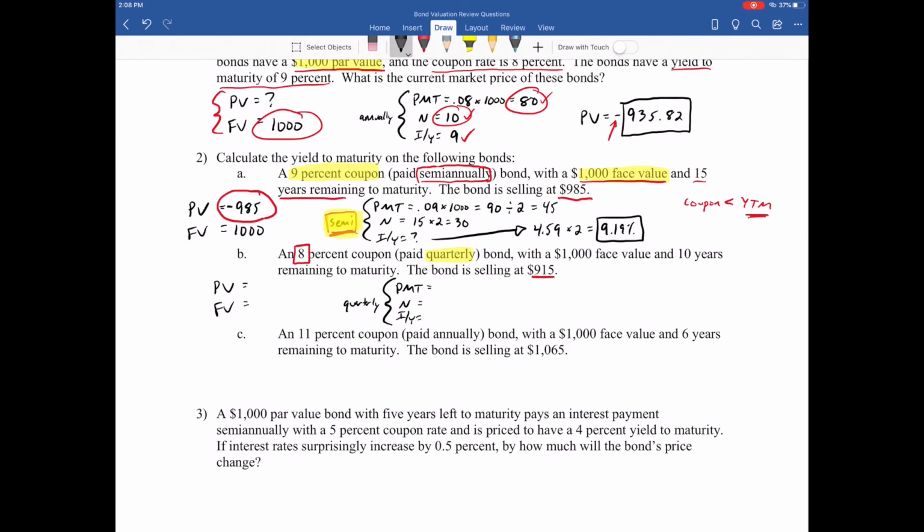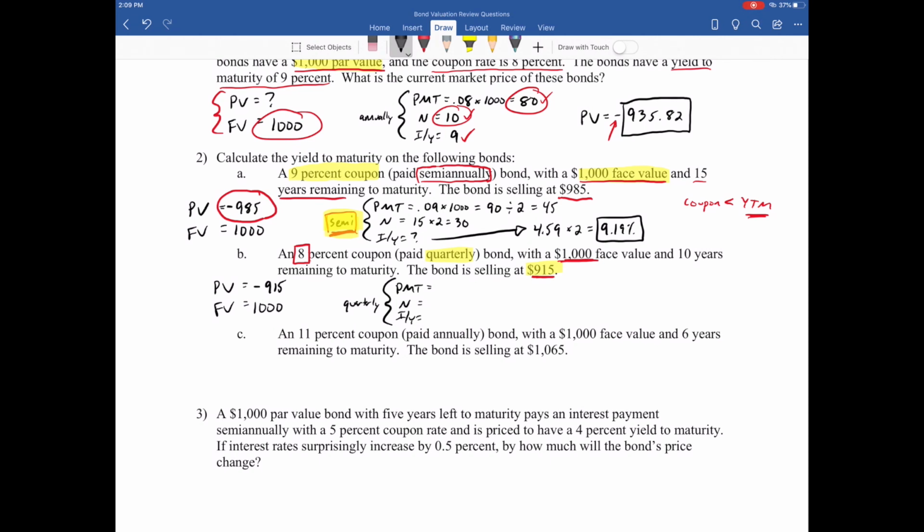So present value is the current price. We have a current price of $915. Once again, I'm going to list that as a negative value since I would be paying that if I were buying this particular security. Future value is the face value amount that you receive at maturity. It's going to be that $1,000. So my future value is $1,000.